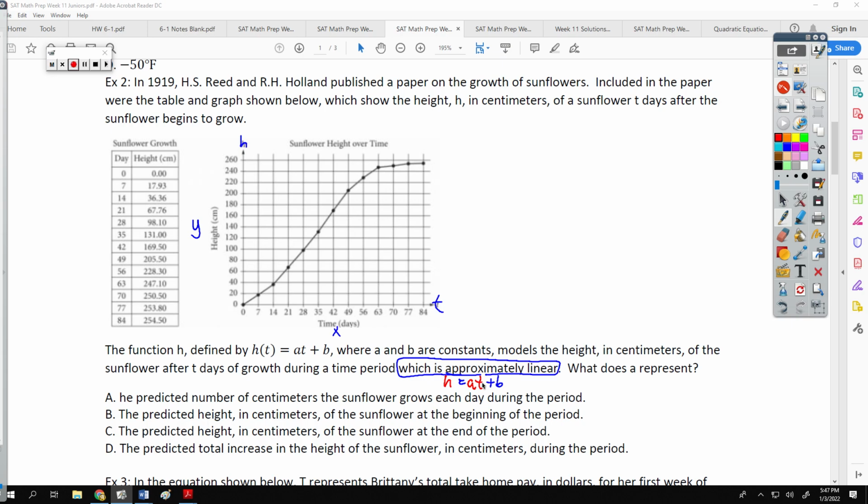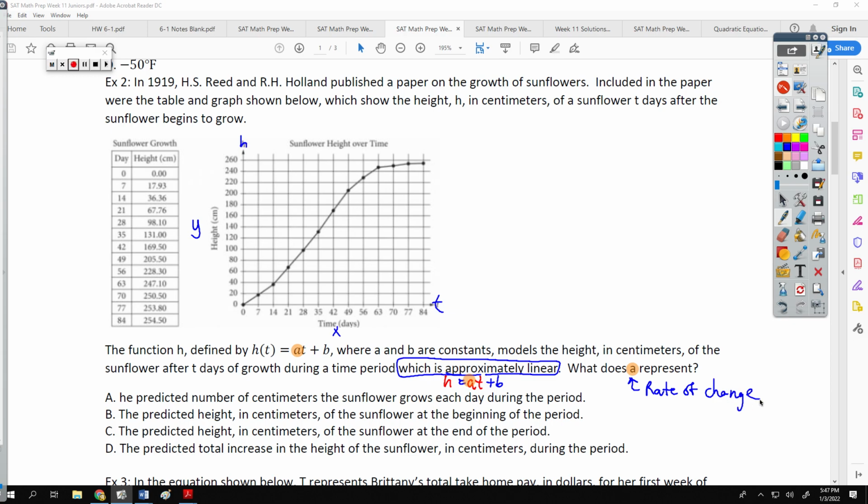So the only variable that's the same is b. B is the y-intercept. And a, it says, what does a represent? Well, a is your slope. A is your rate of change. A would be a rate. It has to be a rate of change.